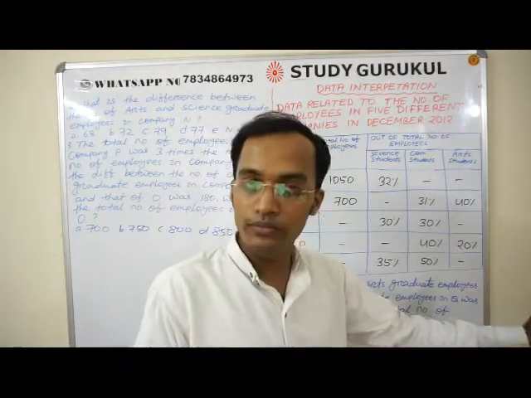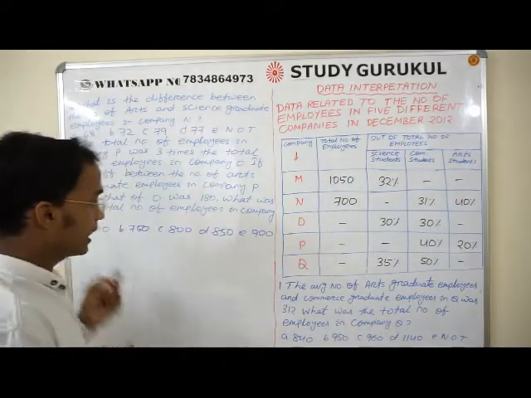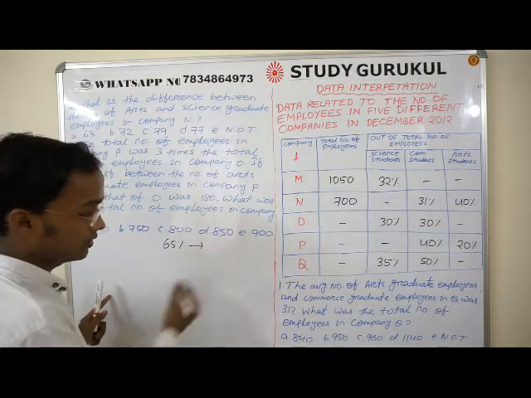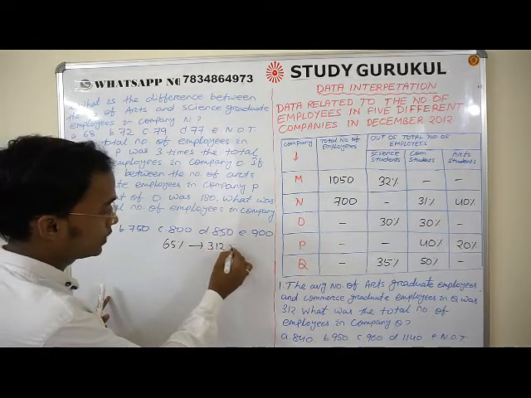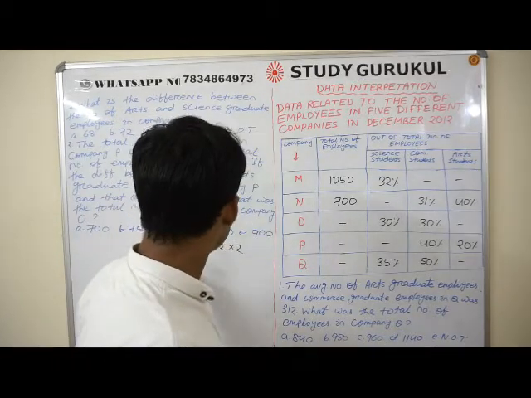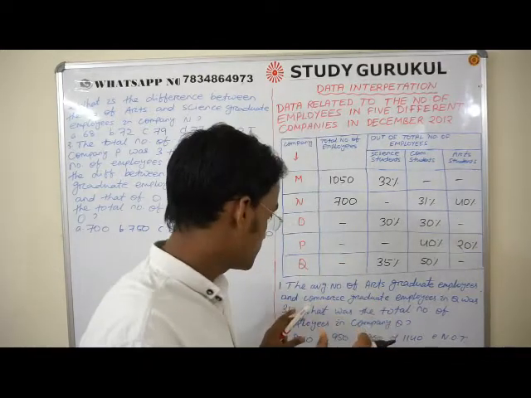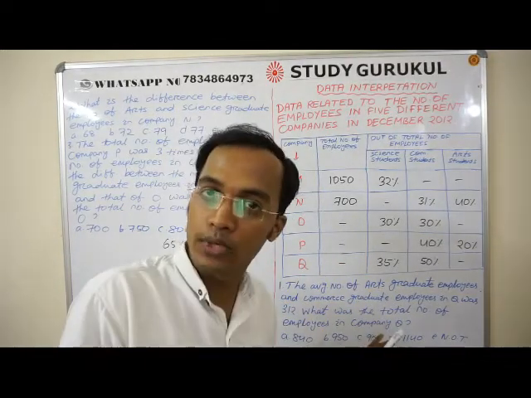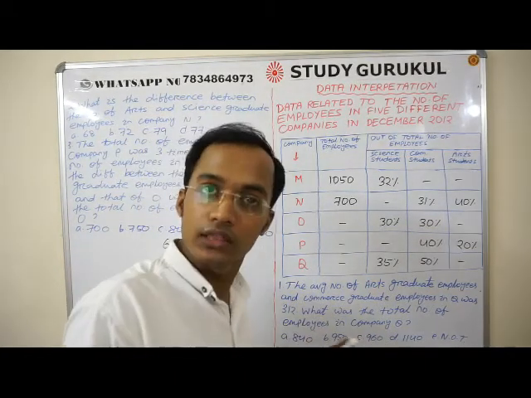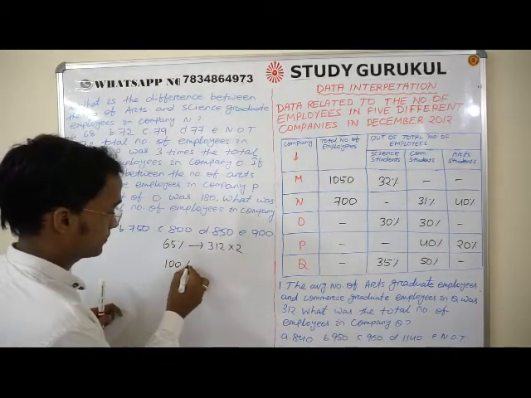So it is 65%. So 65% is given by 312 into 2. Why do we multiply by 2? Because the total number of students of arts and commerce backgrounds is 2 times the average, and the average given is 312. Okay, so we have to find 100%.